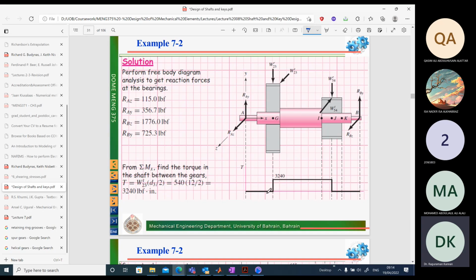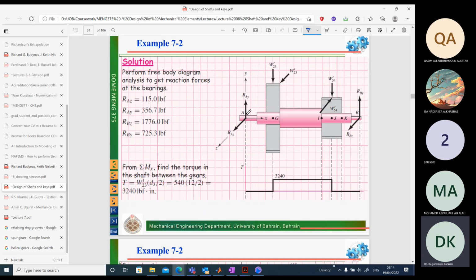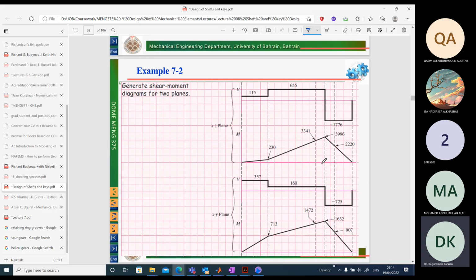There is no variation, and the torque outside is 0. So this is the first step, the torque diagram. If you go for the bending moment diagram, bending moment is in two different directions for the circular shaft. So we have to find the bending moment about Z, the bending moment about Y, and then find the resultant bending moment.